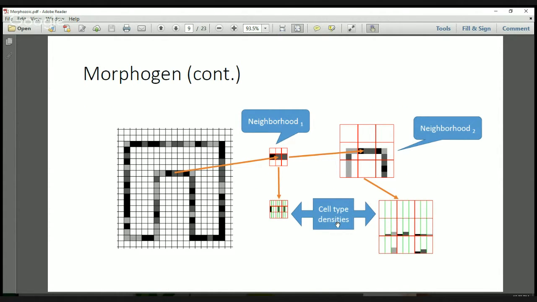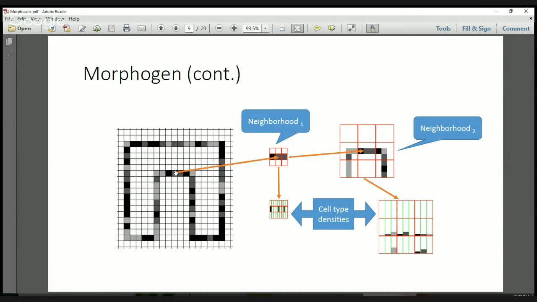Here's the picture. On the left, we have a cellular automaton grid with a very coarse representation of a gastrulation event. If these cells had this sort of indentation, we'll show you how this actually develops. But given that it did this, here are some neighborhoods.